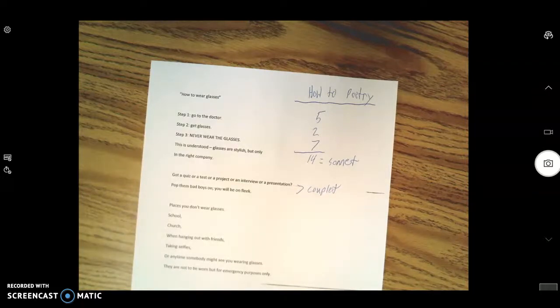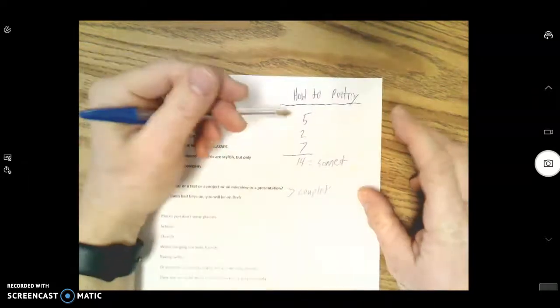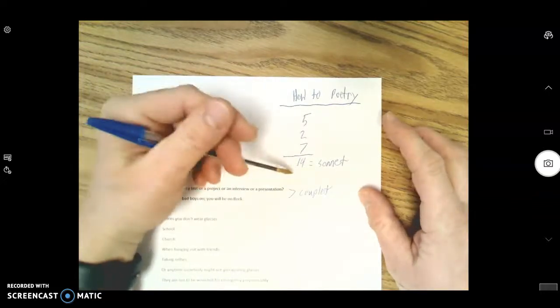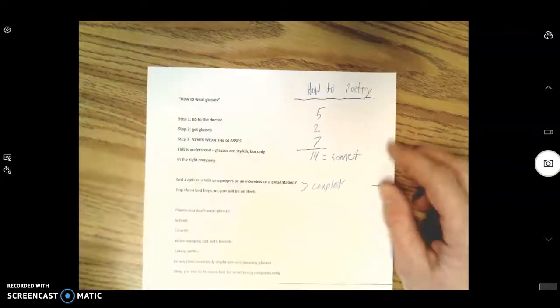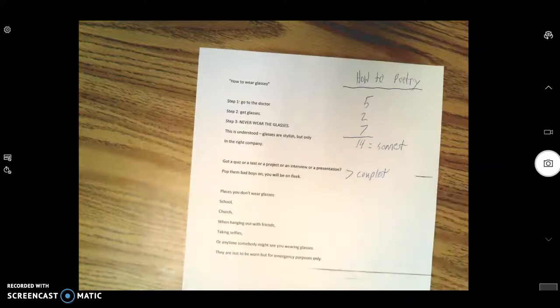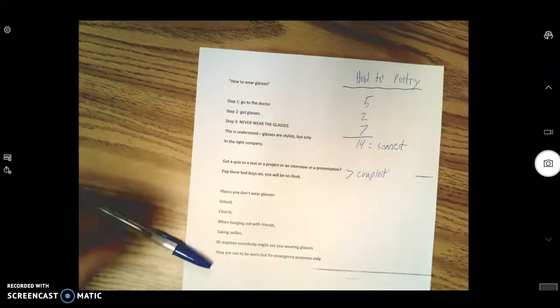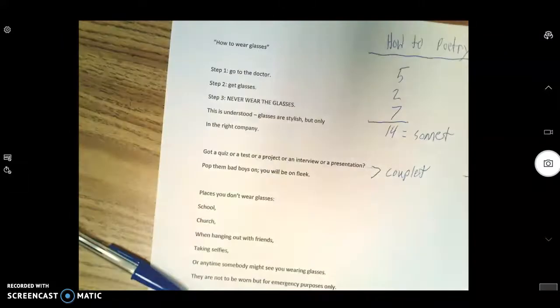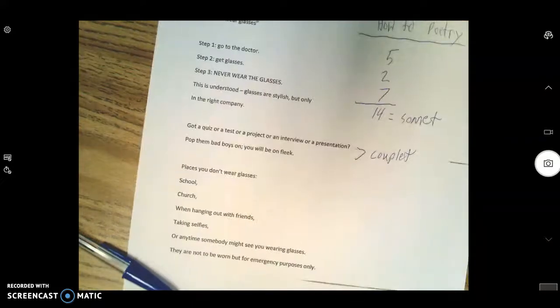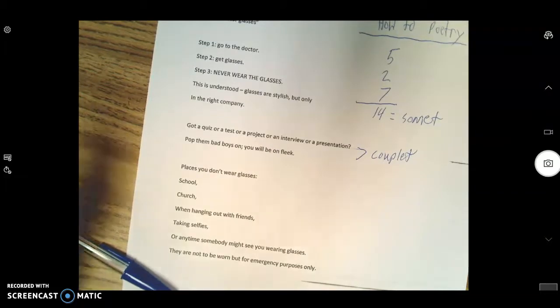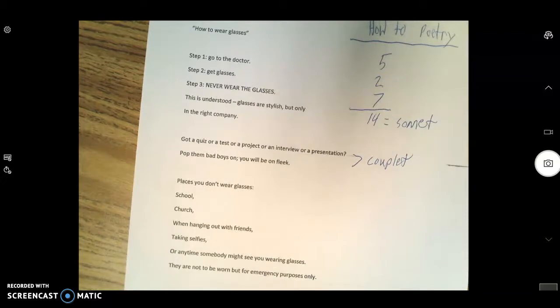All right, so check this out. When you write a how-to poem, you're going to have 5, 2, and 7. That means 14 lines. Your second one's going to be a couplet, okay? So check this out. I'm going to zoom in on this. A how-to poem, you're just instructing somebody on how to do something, okay? Self-explanatory. So this one is called How to Wear Glasses. Anybody want to guess what this poem is? How to wear glasses. Good job.